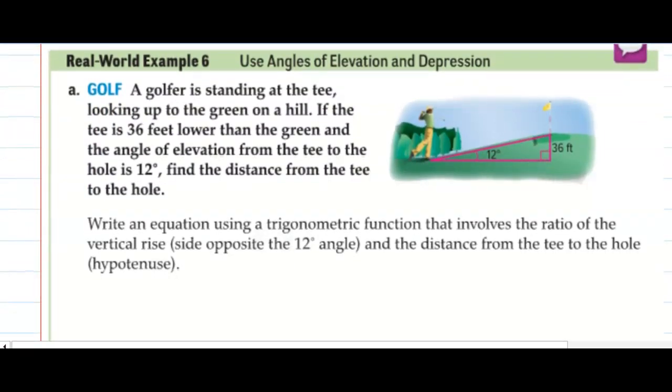A golfer is standing at the tee, looking up toward the green on the hill, so he's looking uphill. If the tee is 36 feet lower than the green, this is where his tee is, 36 feet lower than the green, and the angle of elevation from the tee to the hole. So we're starting on the ground and we're opening up to make that angle of elevation right here, 12 degrees. Find the distance from the tee to the hole. So we're trying to find this distance.